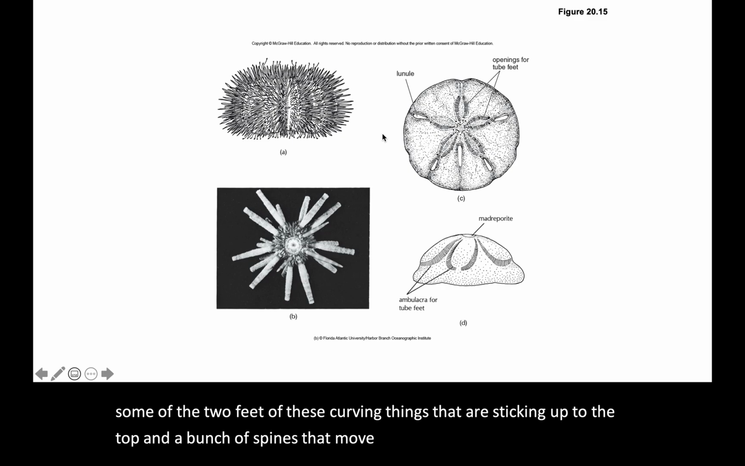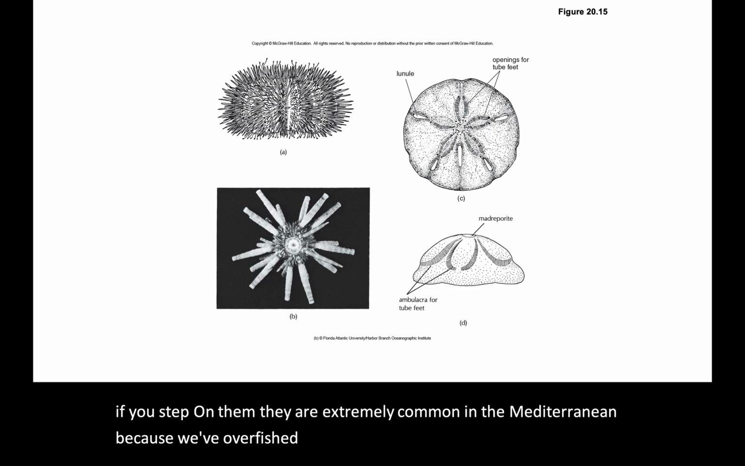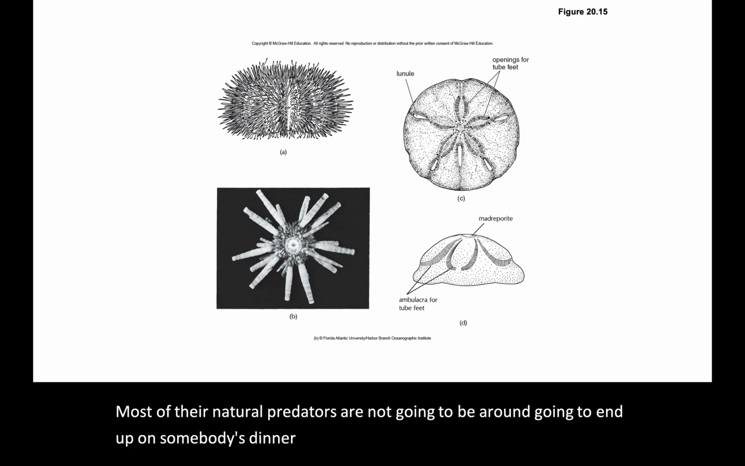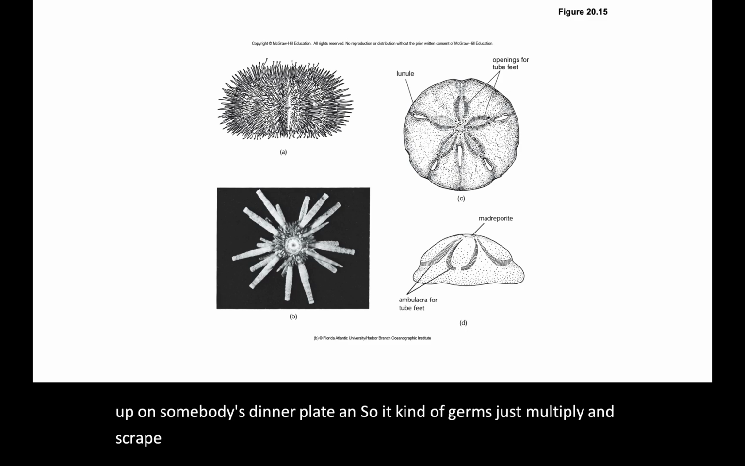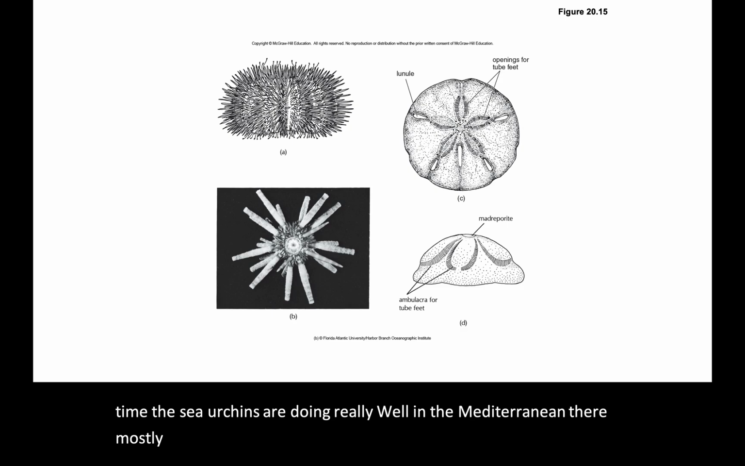And these things really hurt if you step on them. They are extremely common in the Mediterranean because we've overfished there to the point where most of their natural predators are not going to be around or are going to end up on somebody's dinner plate. And so the echinoderms just multiply and scrape everything off the rest of the reefs. And yeah, they're having a great time. The sea urchins are doing really well in the Mediterranean. They're mostly it in terms of what's doing well there.